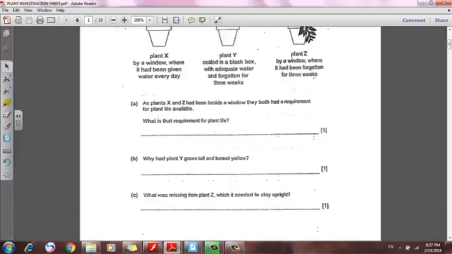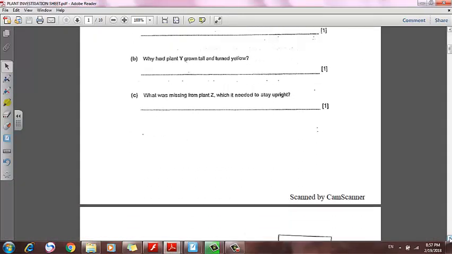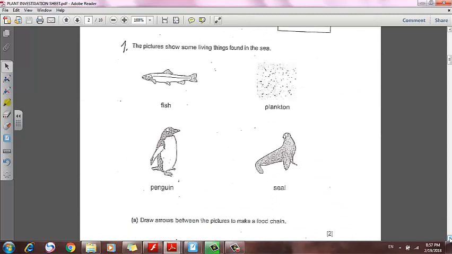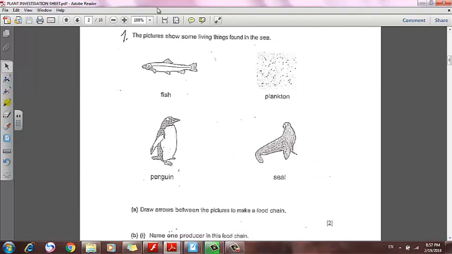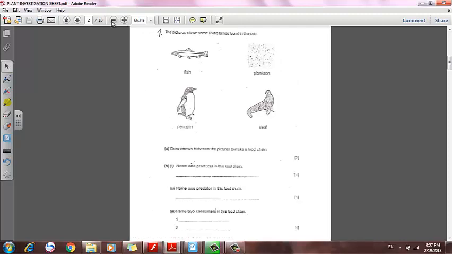Let's move to some other sheet. The pictures show some living things found in the sea. Plankton, fish, penguin and seal. Remember that plankton is a kind of plant that grows in the sea. Draw arrows between the pictures to make a food chain. Plankton eaten by fish, then fish eaten by penguin, then penguin eaten by seal.